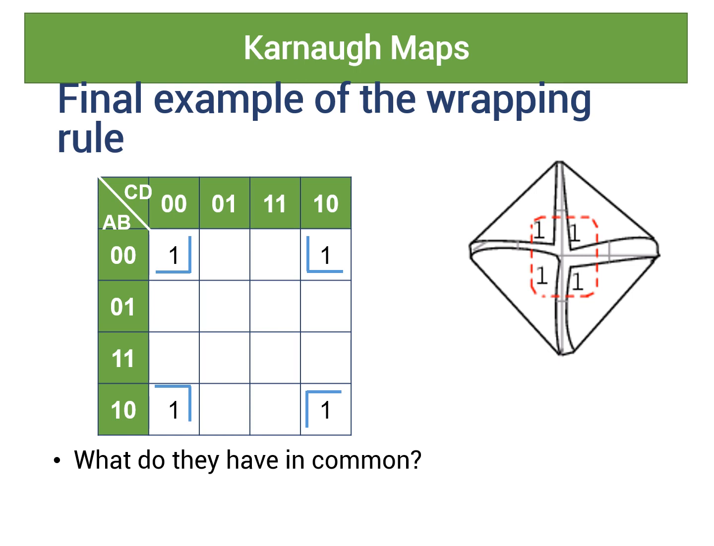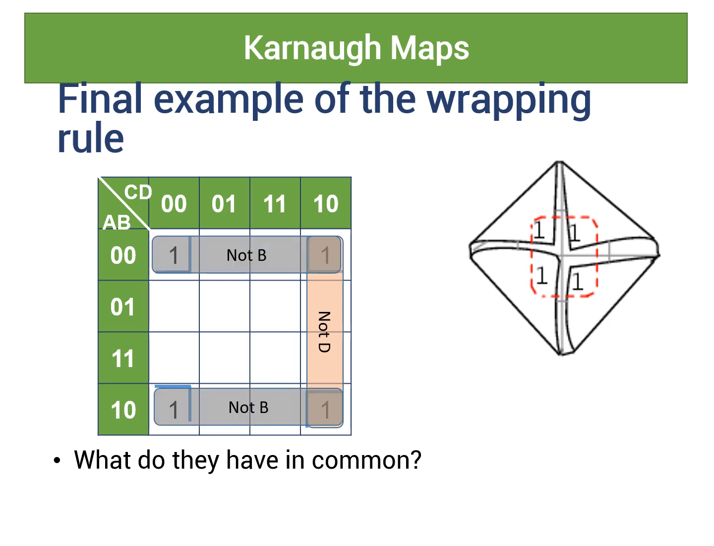So here's the final example of the wrapping rule. Can you see these 4 all actually have an item in common? These 2 are not D. These 4 are actually all not B. So we could have not D and not B.